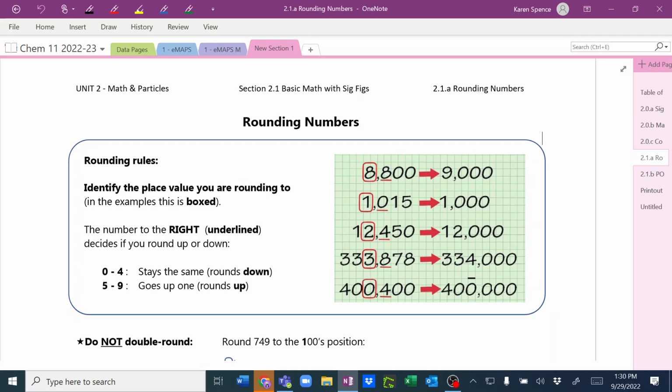So, rounding rules. We actually have that. We are using the easiest rounding rule. Basically, identify where you want to round to. Okay, in this particular case, we have put boxes around the digit that we want to round to. So in the first example, I want, yes?